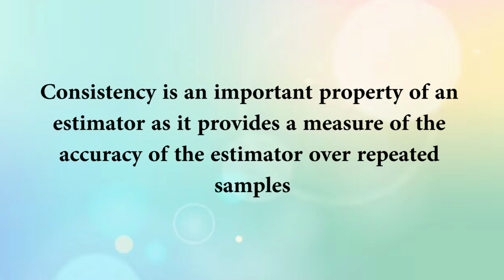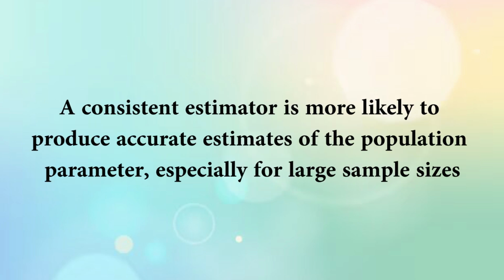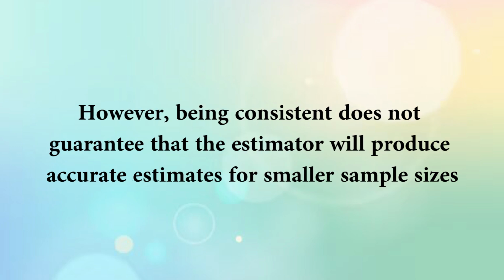Consistency is an important property of an estimator as it provides a measure of the accuracy of the estimator over repeated samples. A consistent estimator is more likely to produce accurate estimates of the population parameter, especially for large sample sizes. However, being consistent does not guarantee that the estimator will produce accurate estimates for smaller sample sizes.